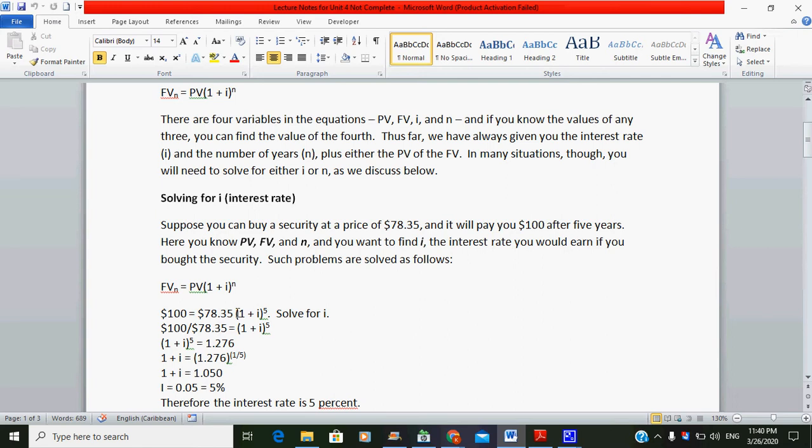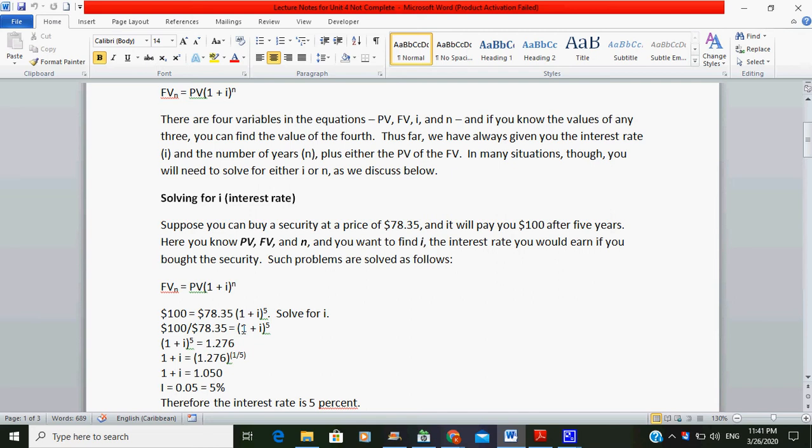Remember mathematics, right? In this case, you want to get the brackets, 1 plus I, with I on one side. The items in brackets are being multiplied by $78.35, so you divide both sides by $78.35. On this side the 78.35 cancels out, and you divide 100 by 78.35, which equals (1 plus I) raised to the what? Fifth power.